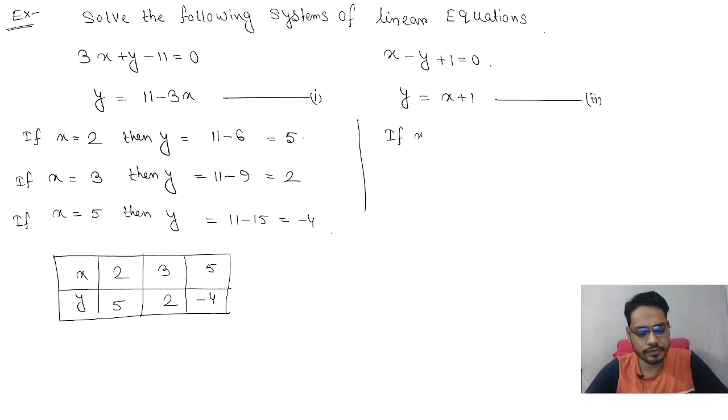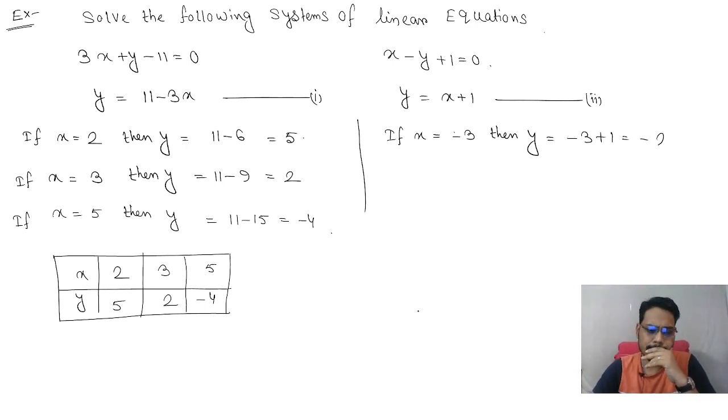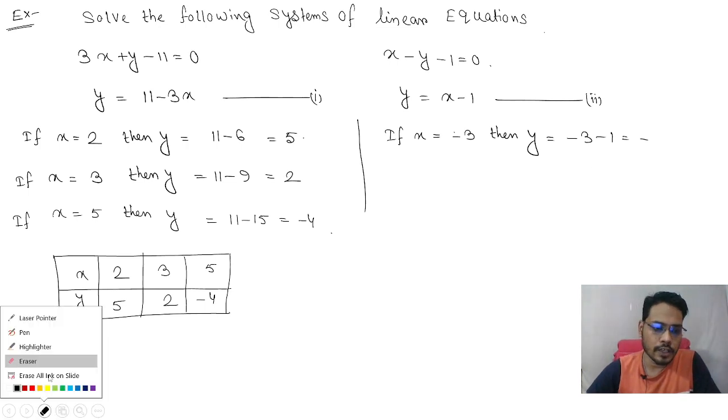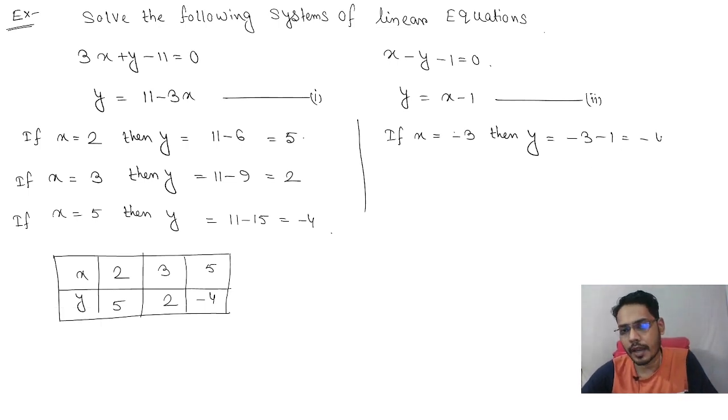If x is equal to minus 3, then y will be minus 3 plus 1, that is minus 2. Okay, x minus 1, so the equation becomes minus 3 minus 1. So that means the value of y should be minus 4.